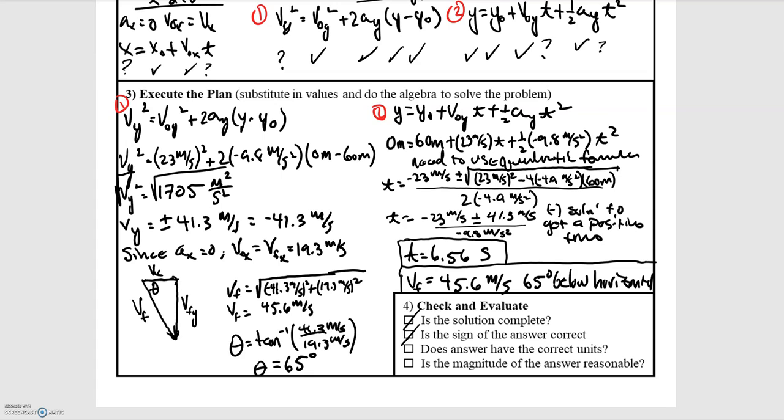The signs are as we expected, because 65 degrees below the horizontal is down and to the right, where 90 degrees is completely down. So if we back off of that, we are down and to the right. We have meters per second for velocity and seconds for time. And finally, is this magnitude reasonable? Well, we started off with an initial velocity of 30 meters per second, and we are falling below the starting point. So we expect the velocity to have increased. So this does seem reasonable.